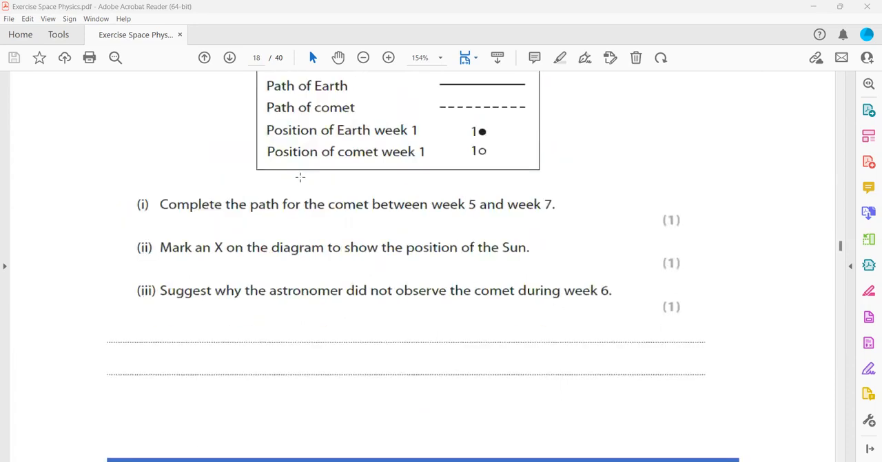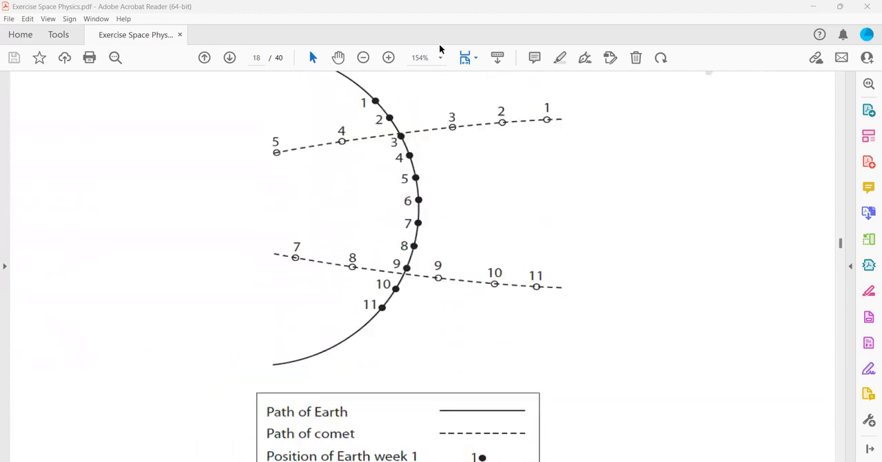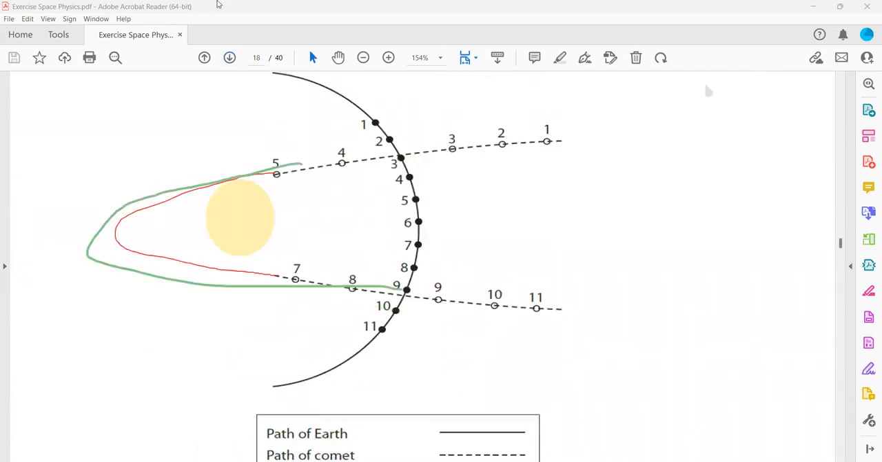The next one suggests why the astronomer did not observe the comet in week 6. From your diagram, you can identify why the comet is not observed in week 6. Week 6, it will be here. We are here on Earth, at this position, and the comet is at this position. Why are we not able to see this comet? So that's the right answer. The comet is behind the sun, so we are not able to see it.